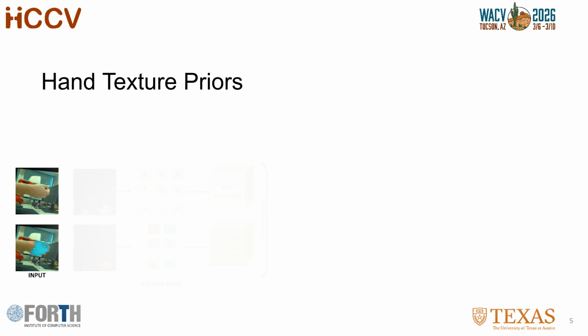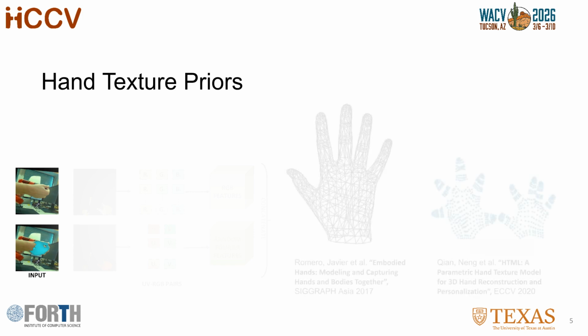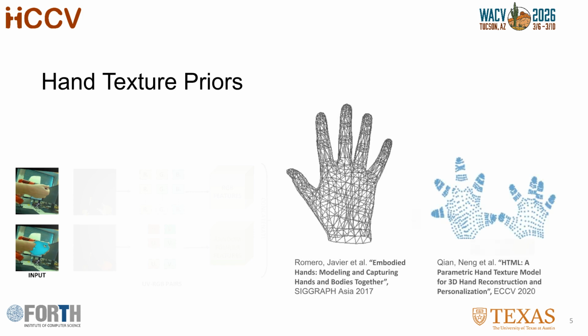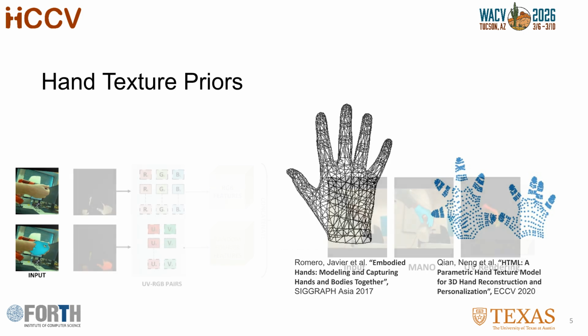Before introducing the texture module, it is useful to clarify the underlying representation. The texture module is learned in a canonical UV domain, enabling dense reasoning directly on the mesh surface. This requires a parametric hand model and a consistent UV mapping. Here, MANO provides the differentiable geometry, and HTML defines the canonical UV layout, assigning consistent surface coordinates to every vertex. This forms a stable foundation for learning the texture prior, while remaining adaptable to other geometric representations.